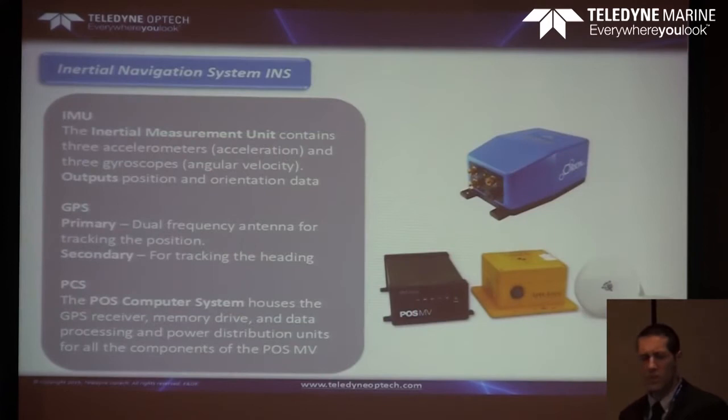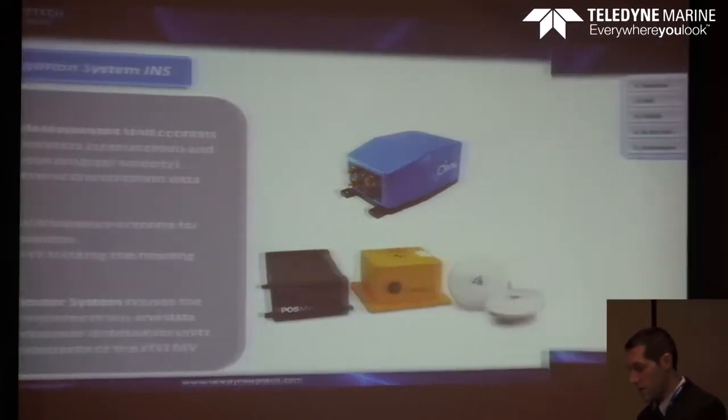So as inertial system, we can use any inertial system. Normally we use a Applanix, but of course we use also the Teledyne TSS Orion. So inertial system, both of them have 3 gyroscopes and 3 accelerometers, and the output is orientation and position. This is a standard inertial system.